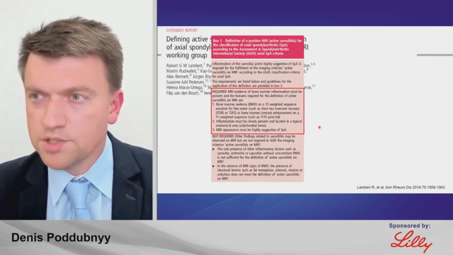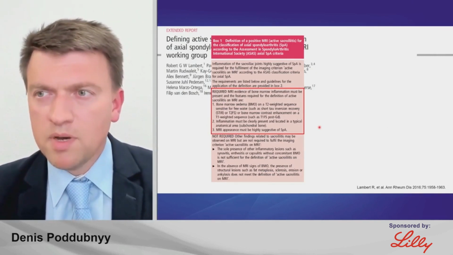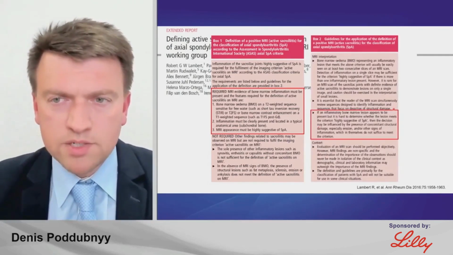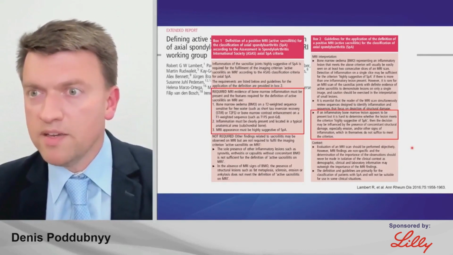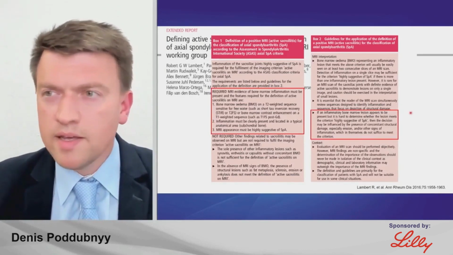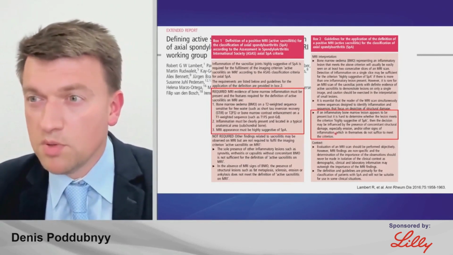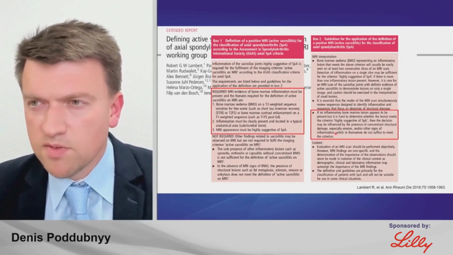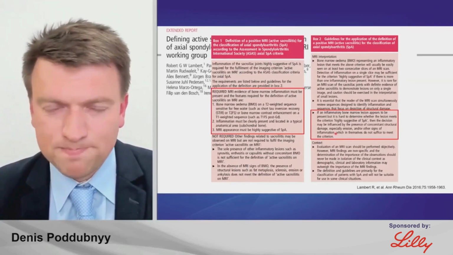It should be large, it should be big, it should be located in a typical anatomical region, but then also structural changes such as erosions, fatty lesions, backfill sign might help you to make a conclusion that this bone marrow edema is really suggestive of spondyloarthritis and not related to mechanical stress, for instance.